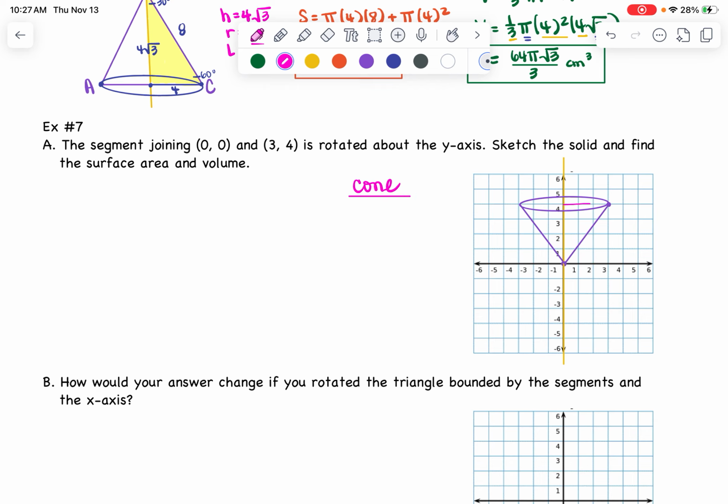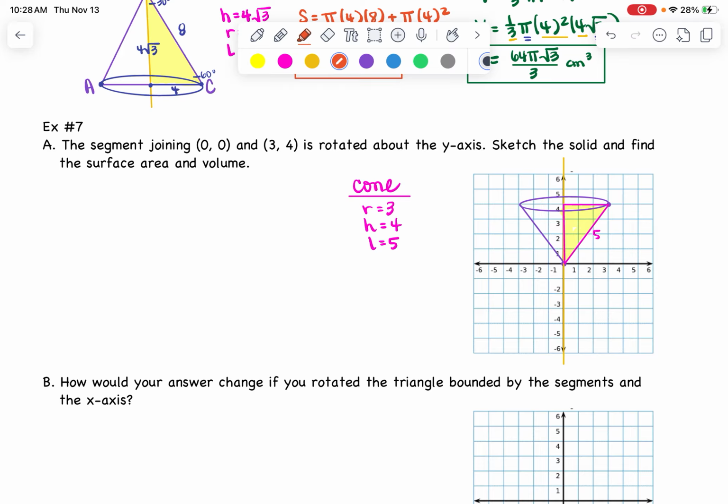And what do we know about this cone? Well, I know it has a radius of 3. I also know it has a height of 4. And I know I'm going to need that slant height, which of course is going to be 5, because it's a 3, 4, 5 Pythagorean triple in this right triangle that's being created inside the cone. So radius of 3, height of 4, slant height of 5.